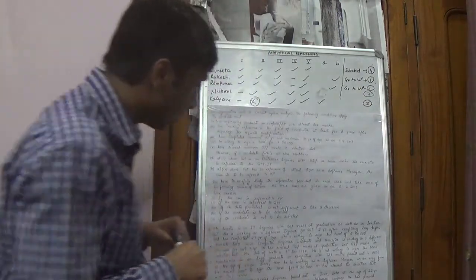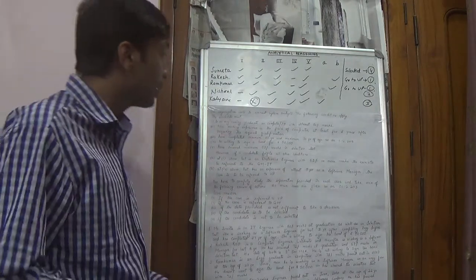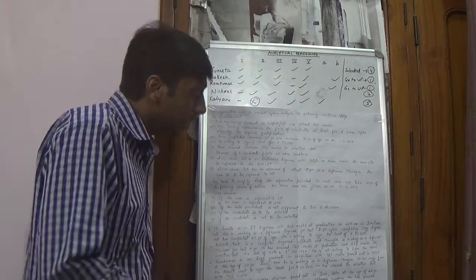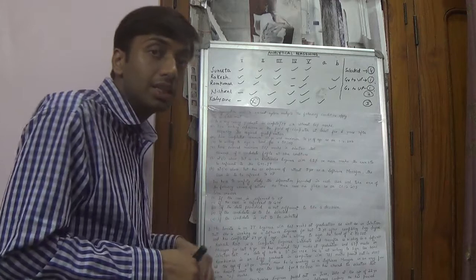So this is how we have to solve. We just have to go through the question very carefully, know what the requirements are, and then correspondingly tick each of them, and we would very easily get to the answer.